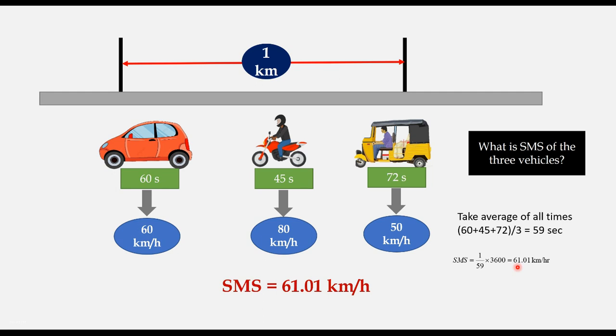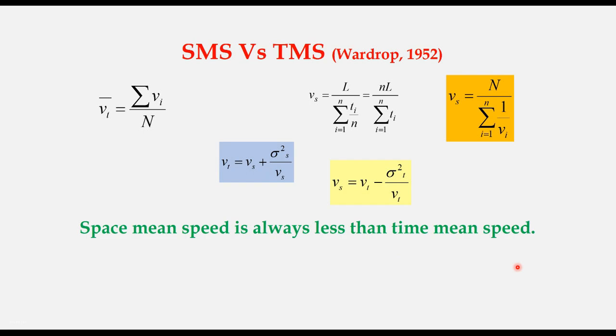So space mean speed is measured over a length of the road. And there is a correlation between space mean speed and time mean speed. Space mean speed is always less than time mean speed unless all vehicles are moving at the same speed. So the time mean speed is space mean speed plus variance in space mean speed divided by space mean speed. Or you can say the space mean speed is equal to time mean speed minus variance in time mean speed divided by time mean speed.